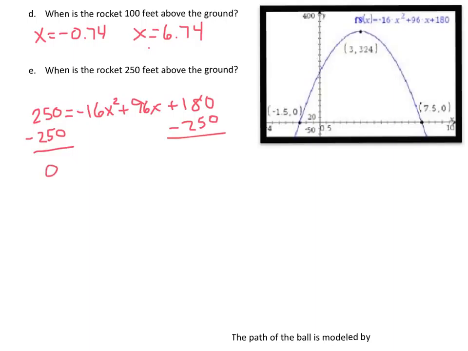So if you don't want to solve this algebraically, you could solve it graphically. What that would require is you would graph a line at 250 feet, so wherever that is up here, and then you'll find the intersection points of the line. So you can do this like a system of equations.